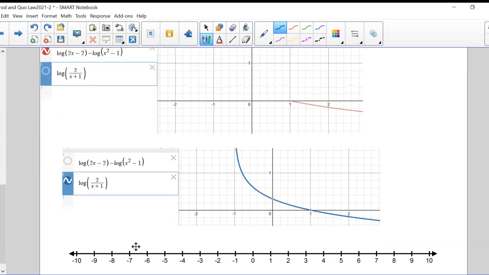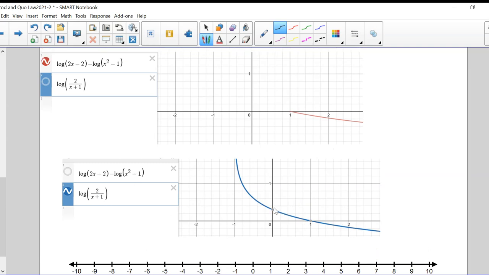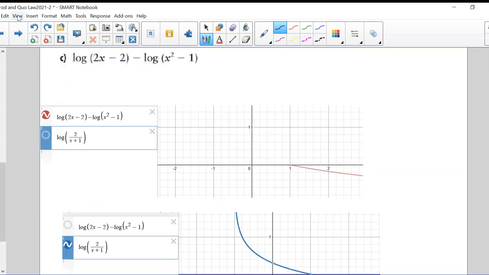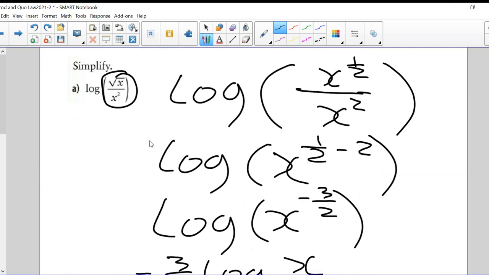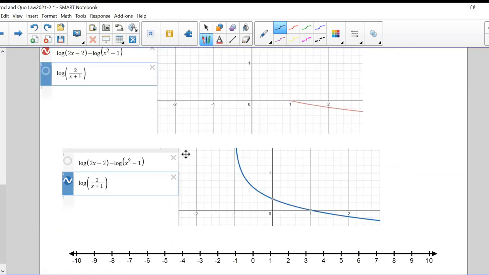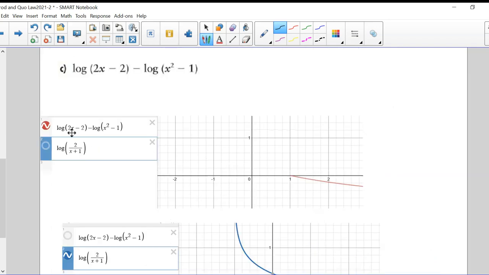Whereas the graph of the log of 2 over x minus 1 actually goes straight through here. The final equation that we got, I'll show you, was this, 2 over x plus 1. But if we just graph that, that graph would be all over the place. But then if we go back and say what I'm really looking for is a graph of 2x minus 2 minus log of x squared minus 1, which is this red line, that graph actually just stops right here.